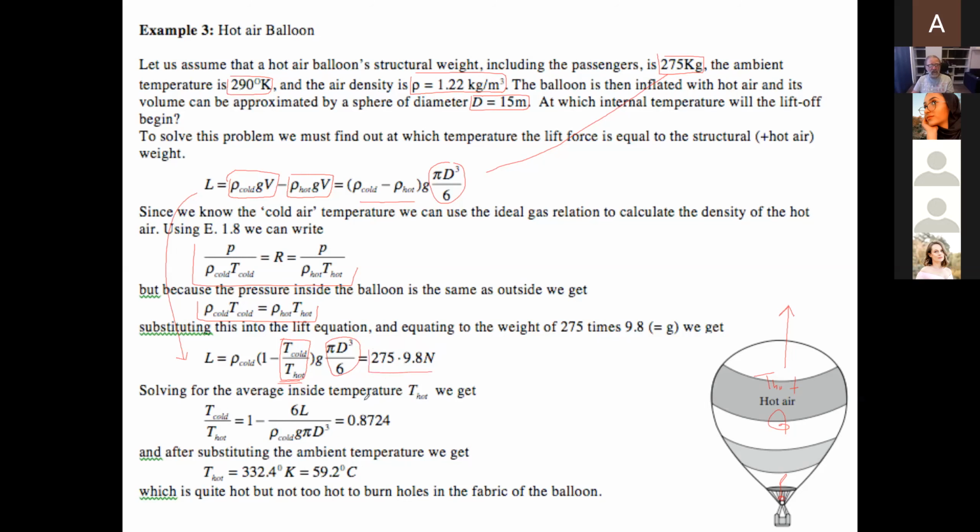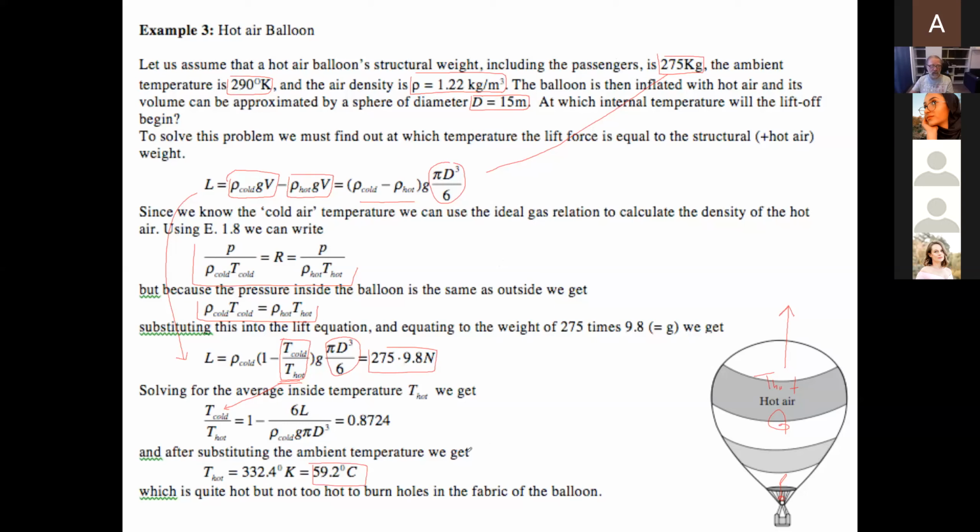It's given. So we solve for this, put it here, and here are all the numbers which are known. I plug in the numbers, and D, for example, is 15 meters. There's going to be 7.5 squared pi. g is 9.8. Density cold, we said 1.22. And then the lift is going to be equal to the weight, which is given here, 275. So that's the number. You solve that, it's 332, which is Kelvin. You have to do it in absolute temperature. And this is 59, almost 60 degrees C.